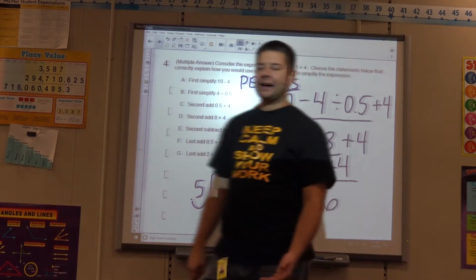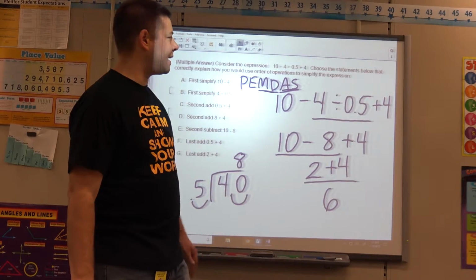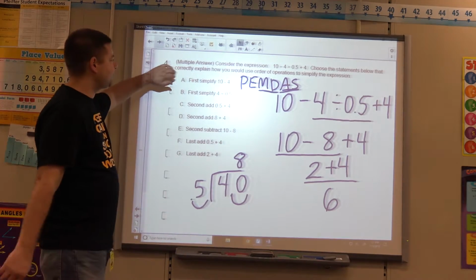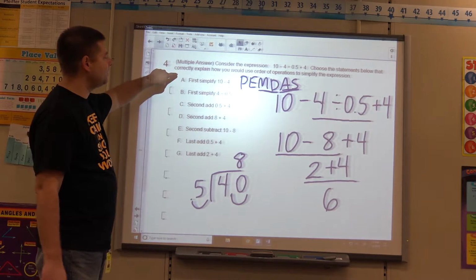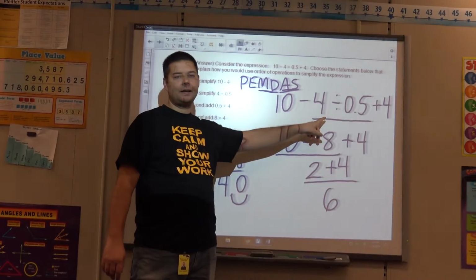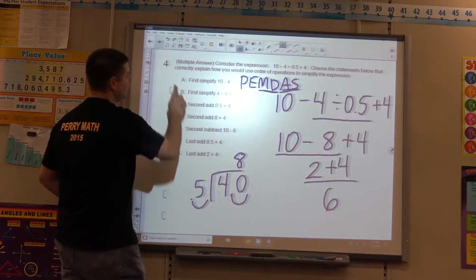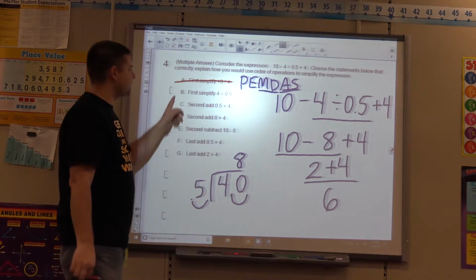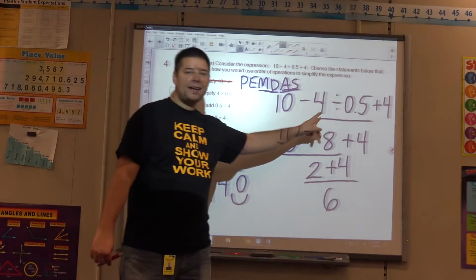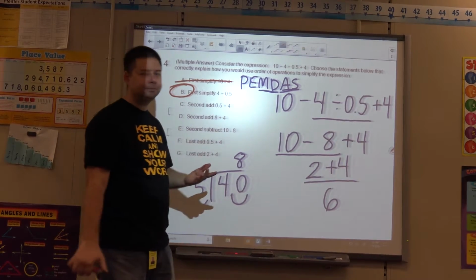And I feel really good that I got a final answer there. But the question isn't even asking me to find a final answer. It's asking me about the steps. So let's examine them. Letter A says first, simplify 10 minus 4. Well, let me just glance back over here and see what I did. I did not do 10 minus 4. So I know letter A is not right. Then it says first simplify 4 divided by 0.5. That's actually what I did first. So letter B is correct because that's what I did.